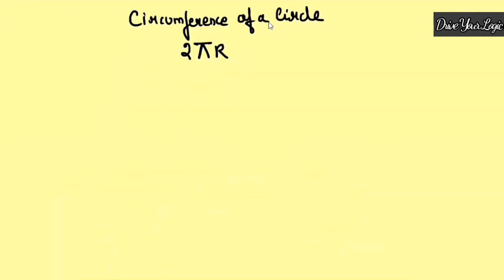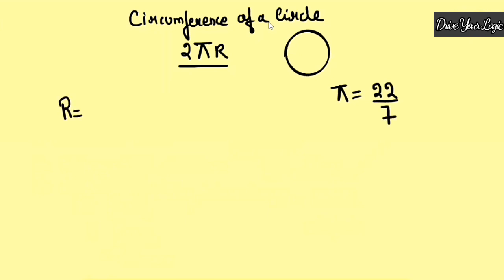Now I am going to show you how to find the circumference of a circle. So what do you mean by circumference? You can say it is the perimeter of a circle. The formula is 2 pi r. And what is the value of pi? Always remember, pi value is 3.14, or you can write 22 by 7. So suppose the radius is given, r equals 7 centimeter. Clear? And you have to find the circumference of a circle.